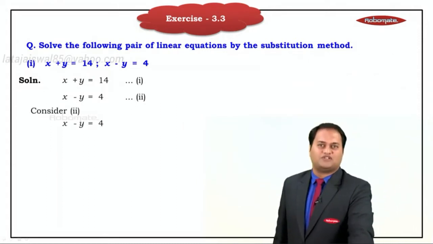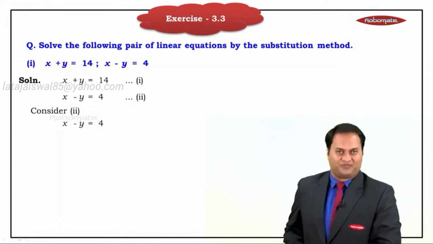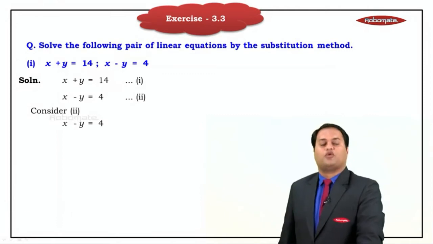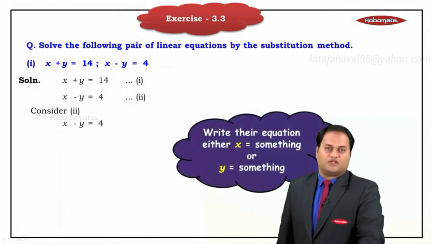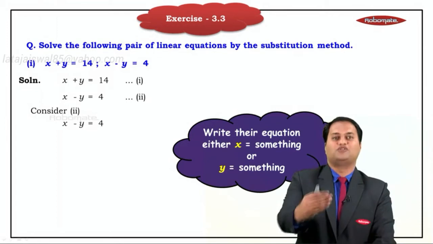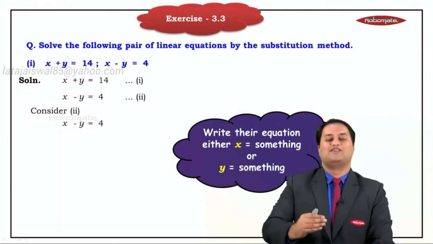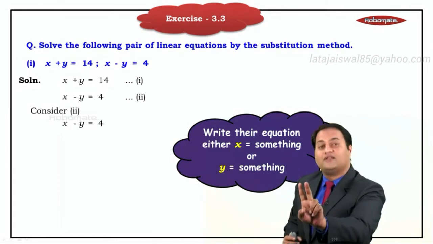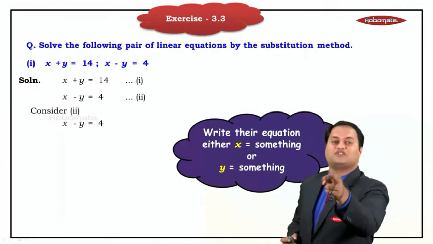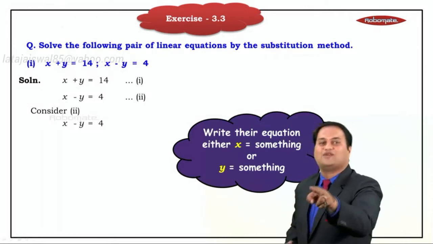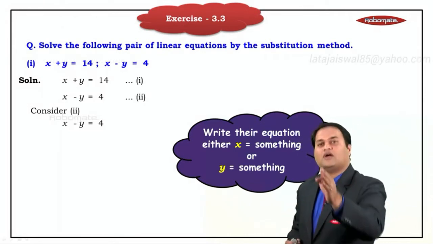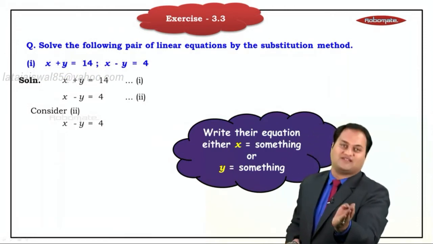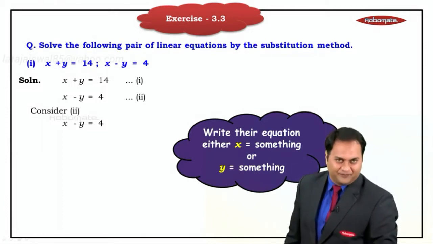So equation number 2 is x minus y is equal to 4. Clear so far? In this, x minus y is equal to 4, write this equation in the form of either x is equal to something or y is equal to something. So x minus y is equal to 4. Now write it in the form of either x is equal to something or y is equal to something. In simple words, either shift x to the other side, that is right hand side, or shift y to the right hand side. Choice is absolutely yours again.